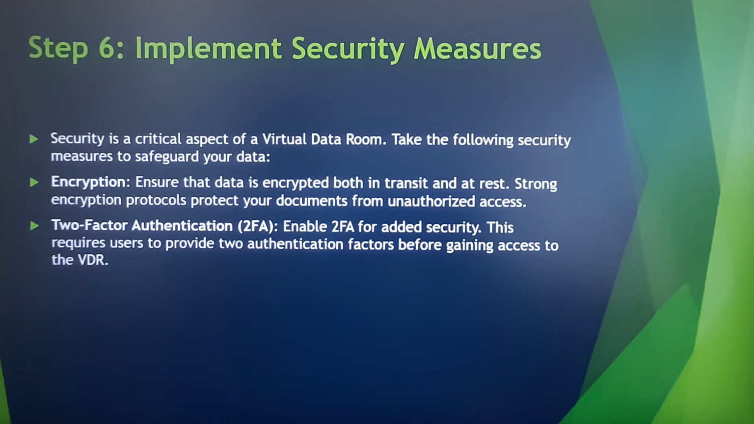In Step 6, implement security measures. Security is a critical aspect of a virtual data room. Take the following security measures to safeguard your data. Encryption: ensure that data is encrypted both in transit and at rest. Strong encryption protects documents from unauthorized access. And two-factor authentication: enable 2FA for added security. This requires users to provide two forms of authentication before gaining access to the VDR.